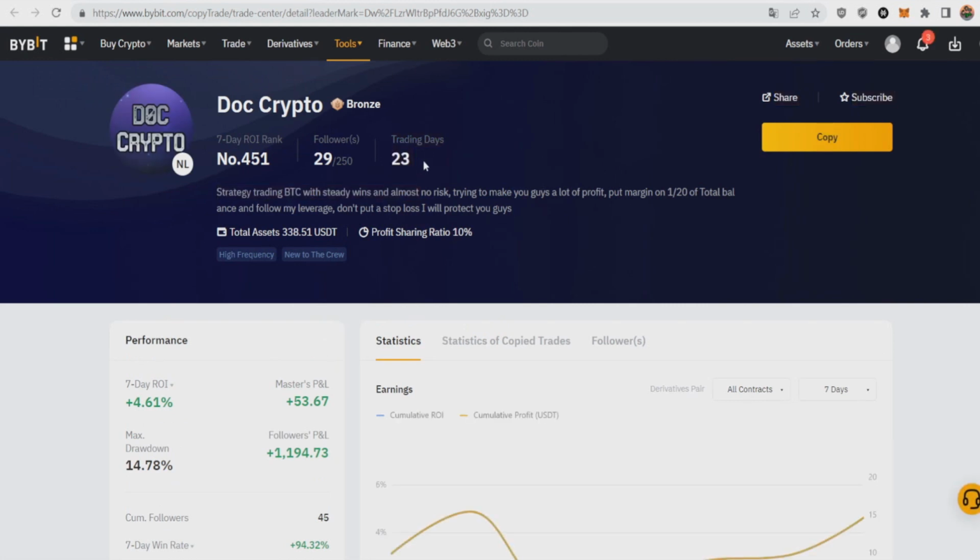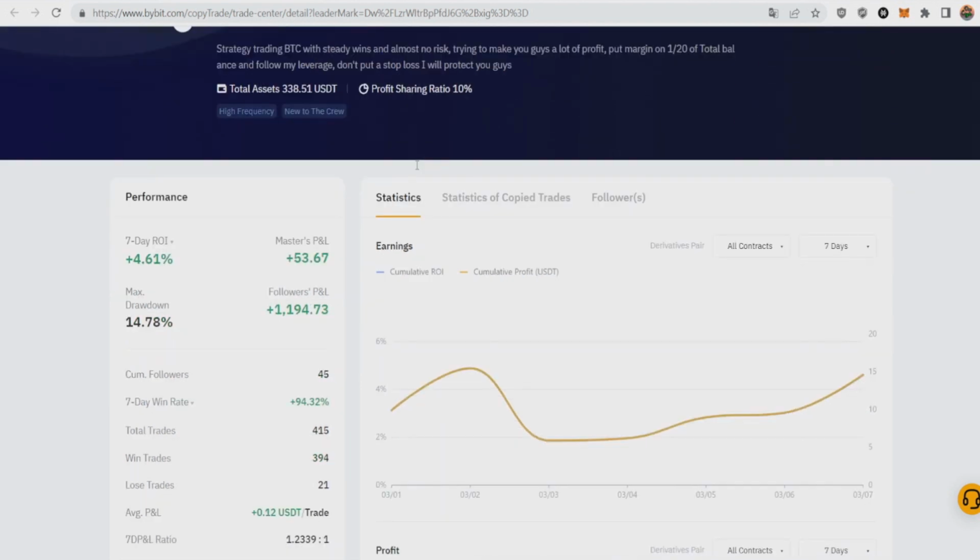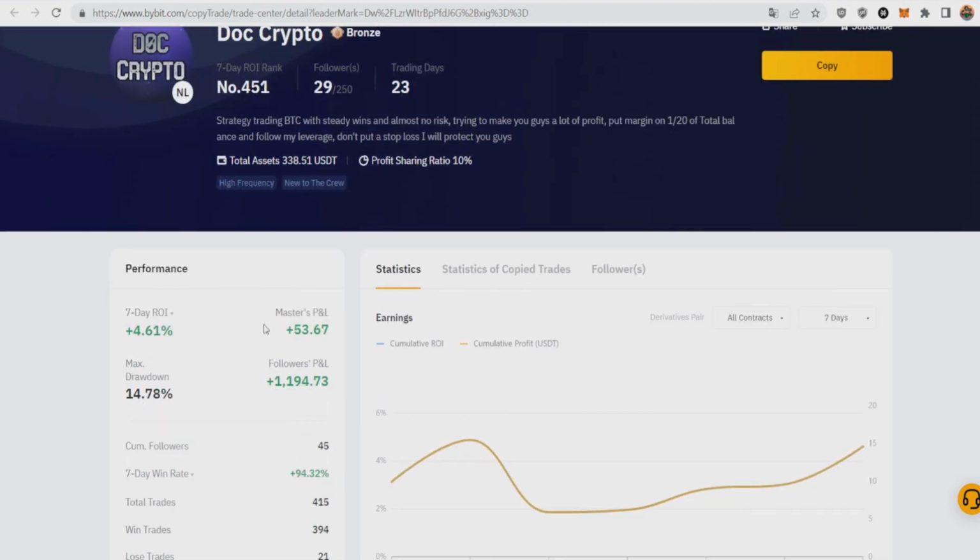If this is only 4 or 5 days, just leave. It's very risky, so make sure it's at least 15 to 20 trading days. Then the next thing you want to see is that the master profit and loss is profit, and also that the followers is profit. If one of these is red, just leave, it's dangerous.